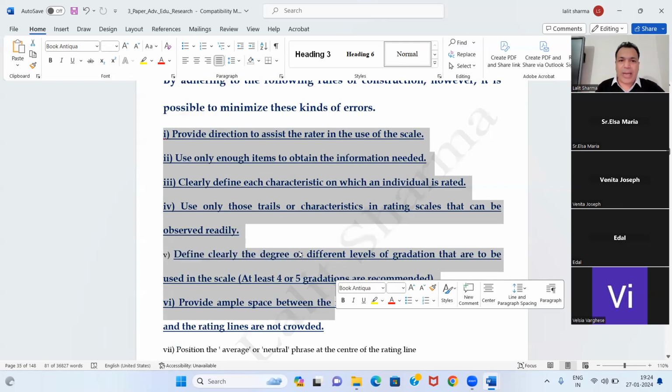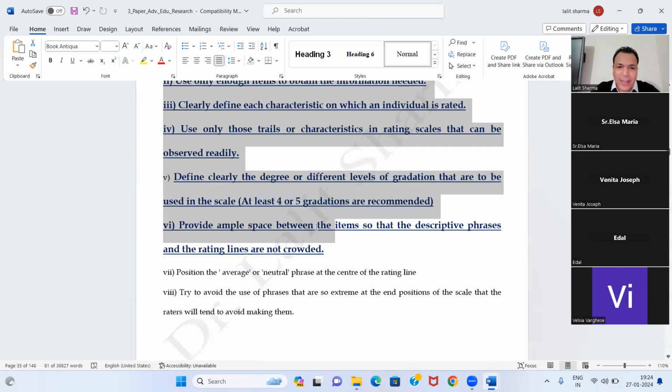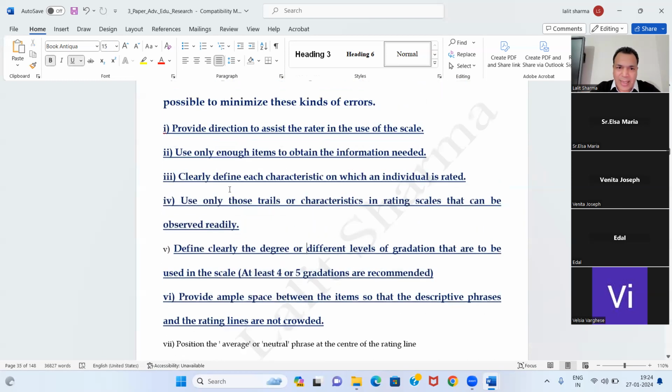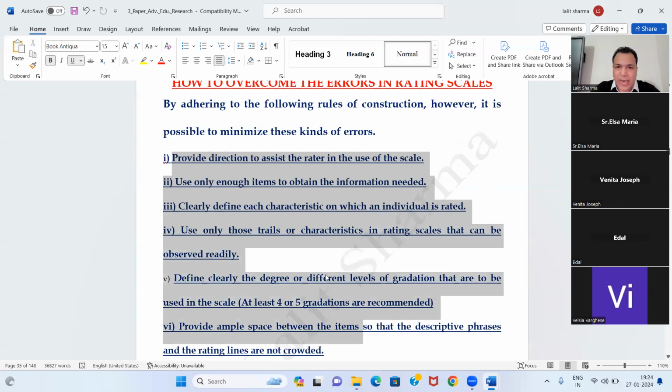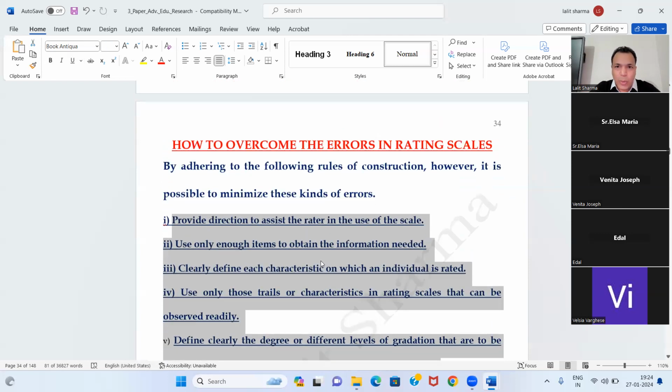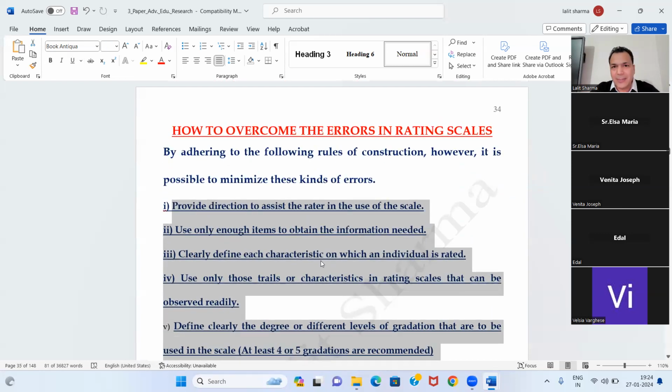Number 1, provide direction to assist the rater in the use of the scale. सबसे पहले तो he should know about the scale. Second, use only enough items to obtain the information needed. Third, clarify and define each characteristic on which an individual is rated. Fourth, use only those traits or characteristics in rating scales that can be observed readily. तो ये कुछ 5-7 पॉइंट्स हैं. With the help of these 5-7 points, you can reduce the errors in the rating scales.